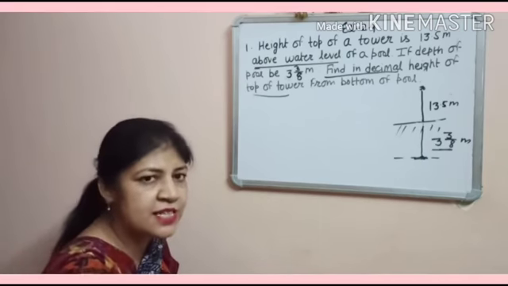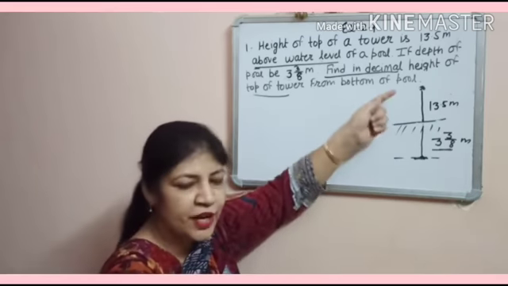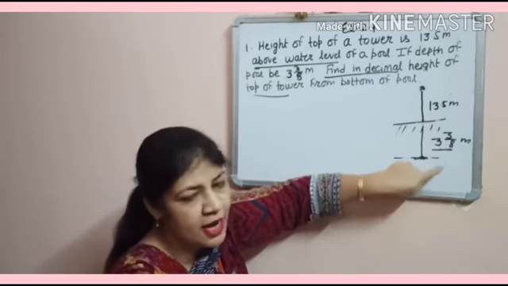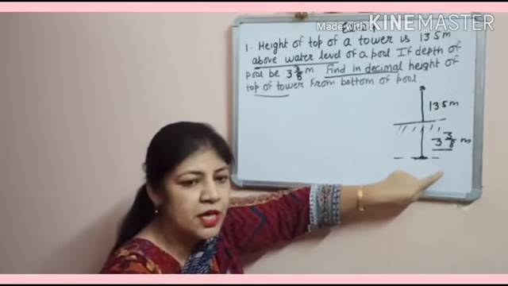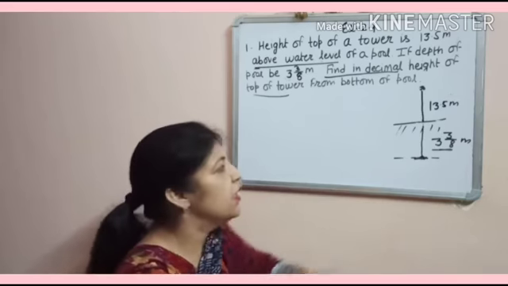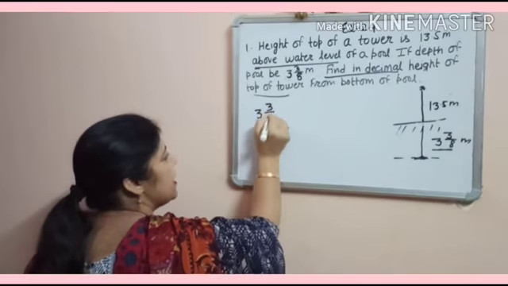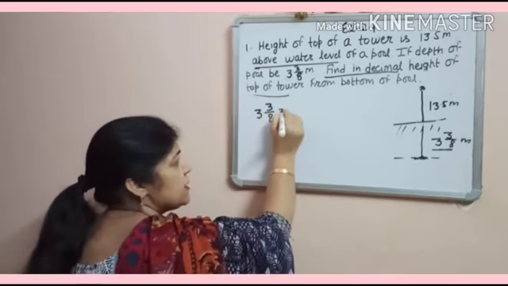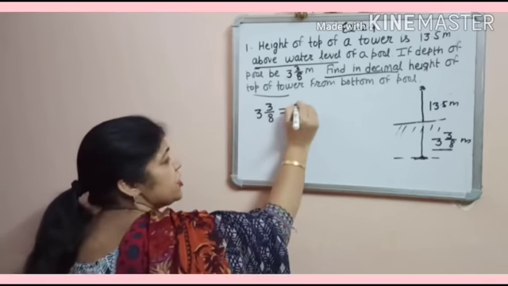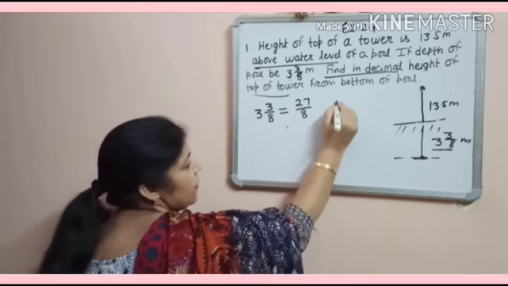If it is not asked in the question, then you can convert either fraction to decimal or decimal to fraction and then add. But first make both in the same format. Clear? So first convert 3 3/8 to decimal. It is a mixed fraction. So first convert it into an improper fraction. It will be 27/8.